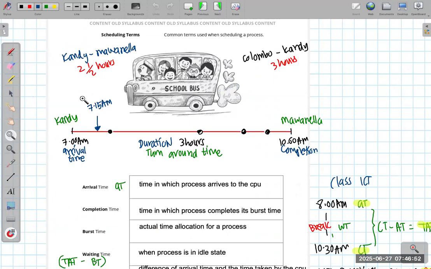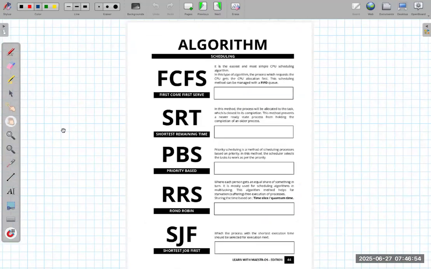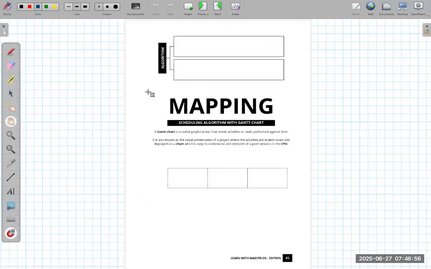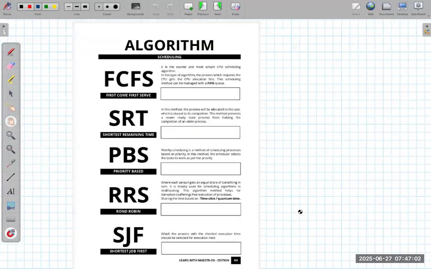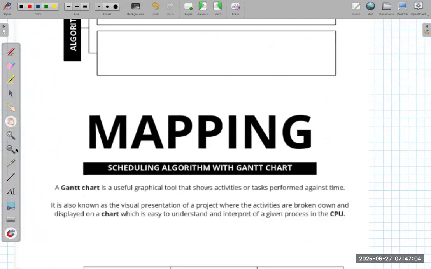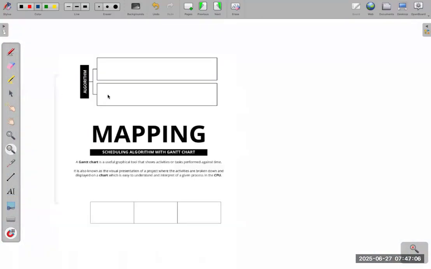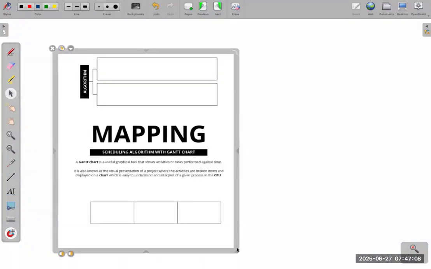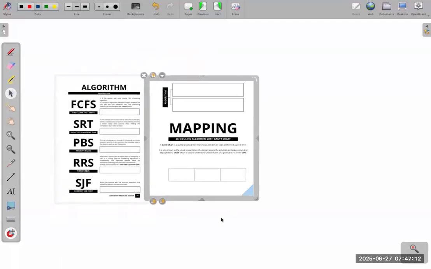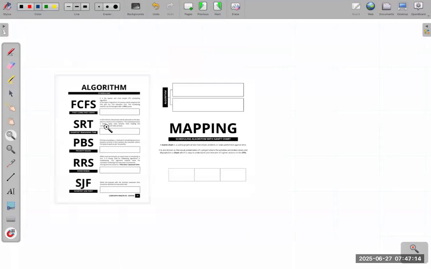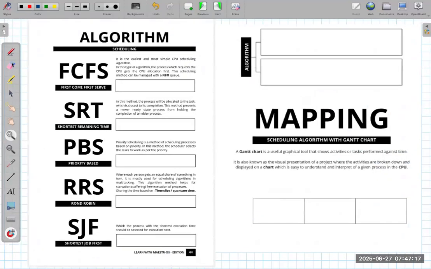Okay, so let's see one by one what these algorithms are. These are all the types of algorithms we have in OS scheduling. When the OS requires to schedule a process, we will be performing these algorithm techniques. What are those techniques? First come, first serve. It's a technique where the first process that comes in will be taken in first.